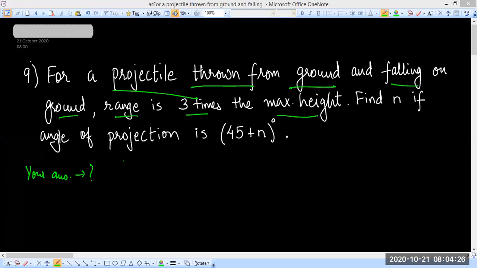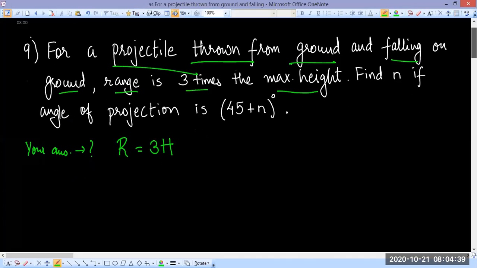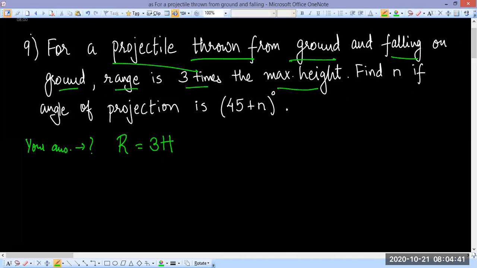So it is given in the question that range is equal to 3 times the maximum height. So first of all, we are using formula, right? Range is equal to 3 times the maximum height. I hope you all are not guessing answers. Don't give any answer without solving. Even if you solved it wrong, it doesn't matter. It's okay. We can be wrong sometimes.